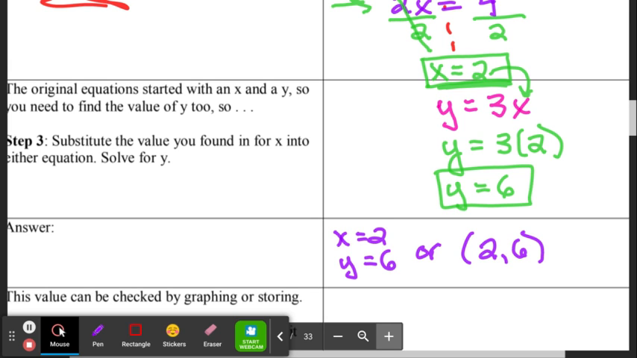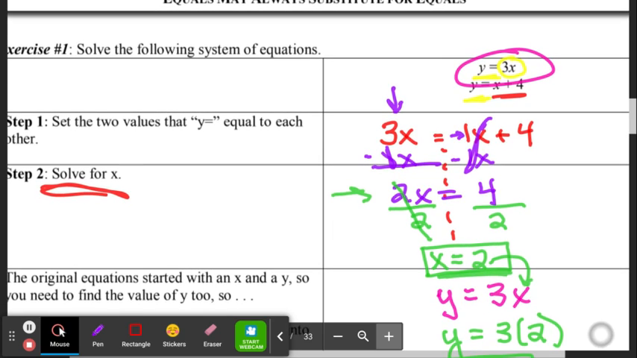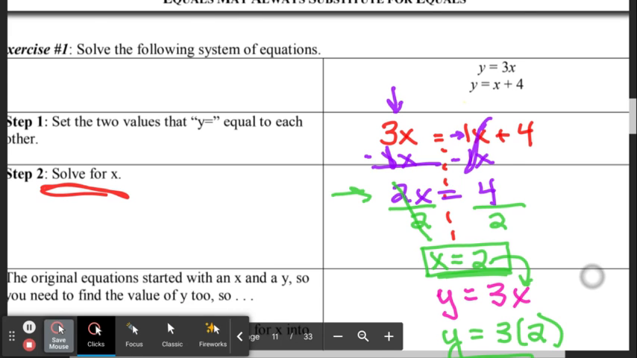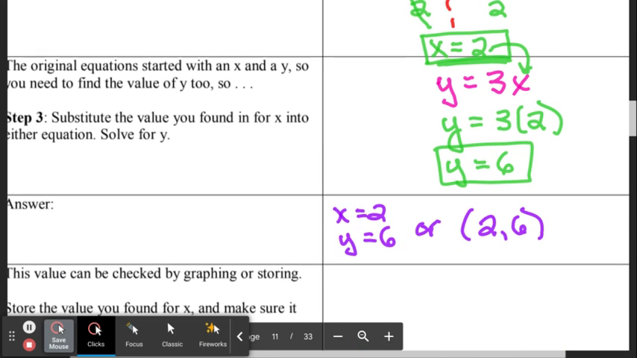Now let me see if it'll let me scroll up without destroying everything. Okay, here's your original problem right up here. Put those into y1 and into y2 and see if they crisscross at the point that we found. See if they crisscross at the point 2, 6.